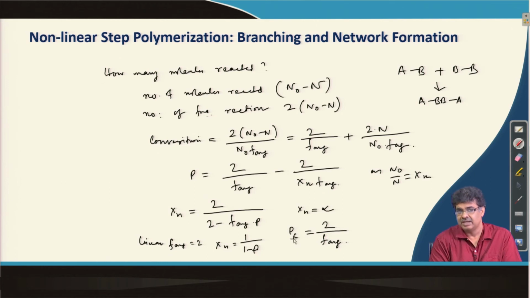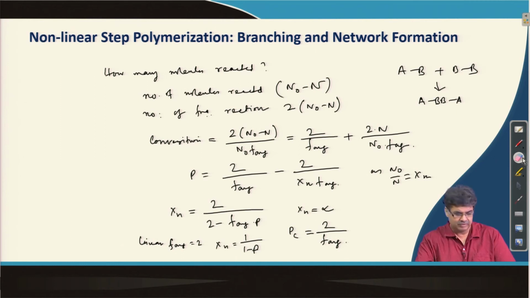P c is where the molecular weight becomes infinity. So, as we increase the average value of functionality, we will get gelation at a much lower extent of the reaction.